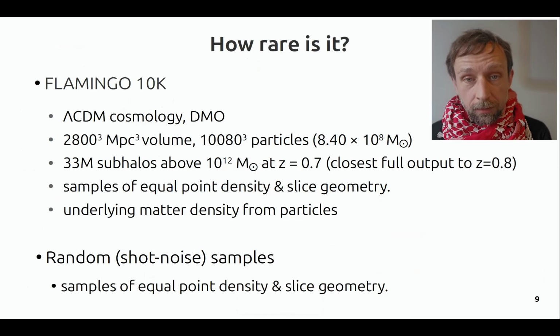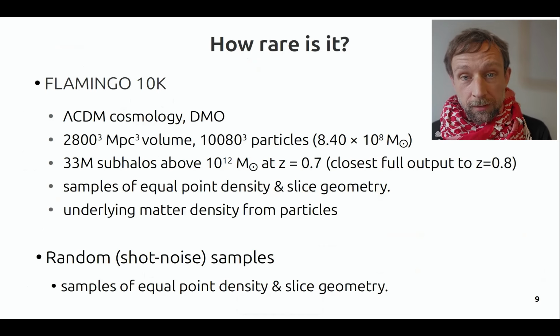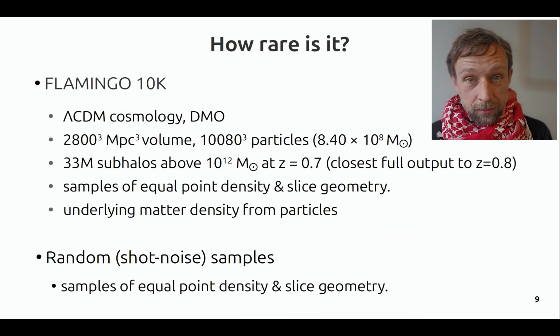scales. And then we draw from this sample of halos samples of equal point density and slice geometry as was used for the giant arc. And then we can also measure the underlying matter density using the simulation particles. And also we consider just random shot noise samples, so uniform random samples with the same density and in slices of the same geometry. And we analyze those with a friends-of-friends algorithm, those samples of halos, or points in case of the random samples, with the same linking length of 95 megaparsec.